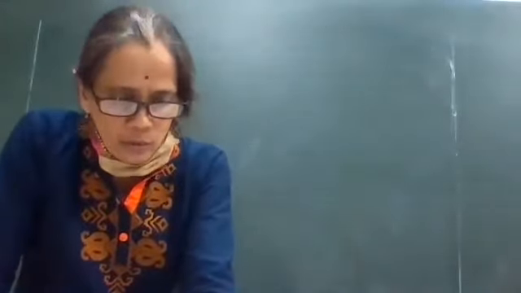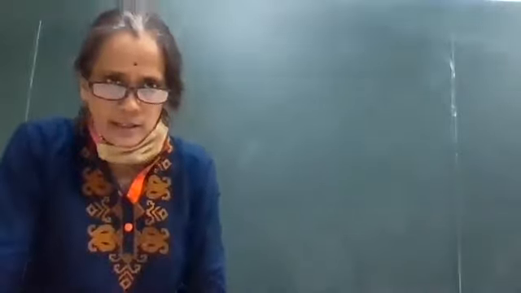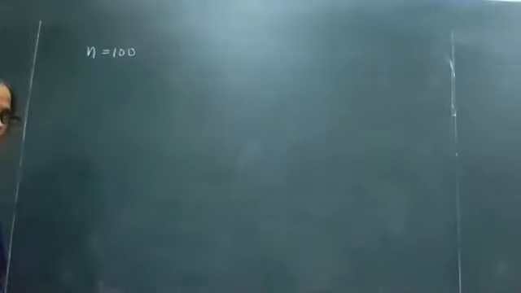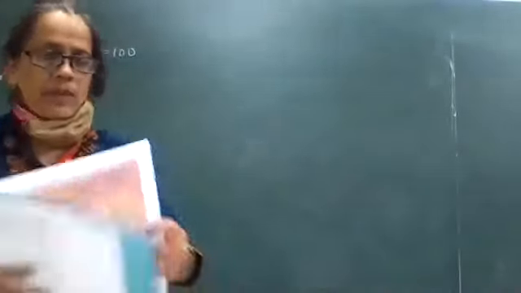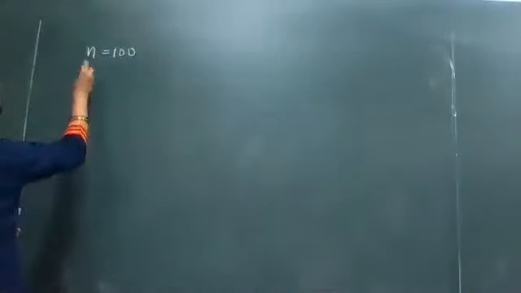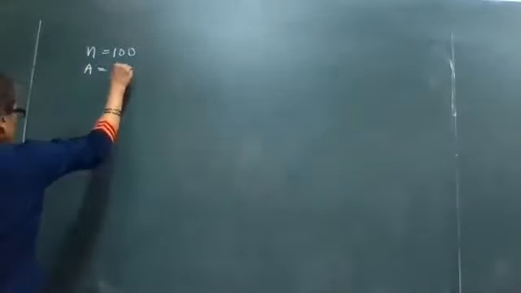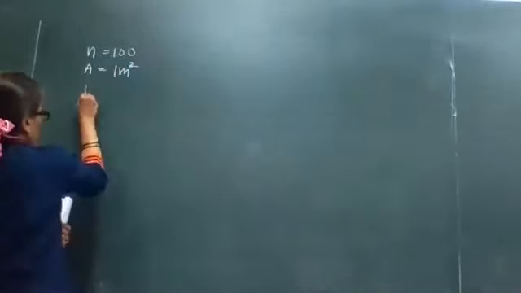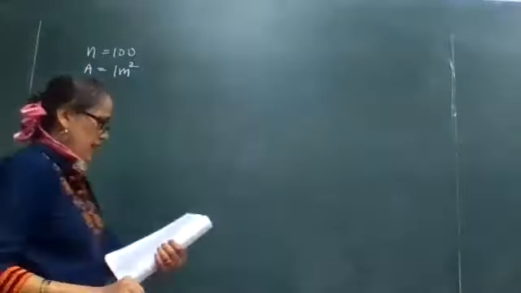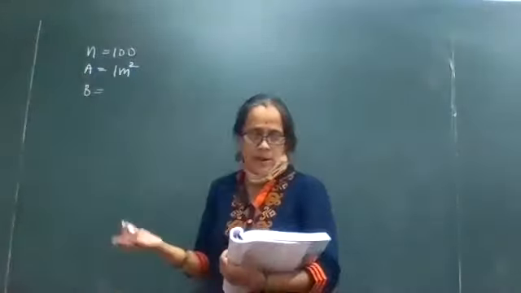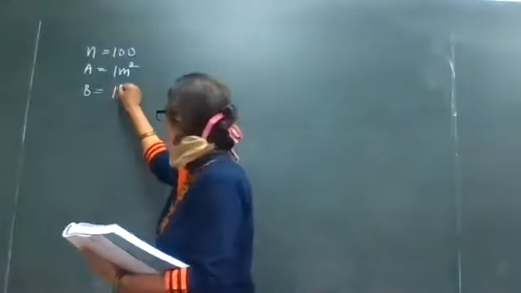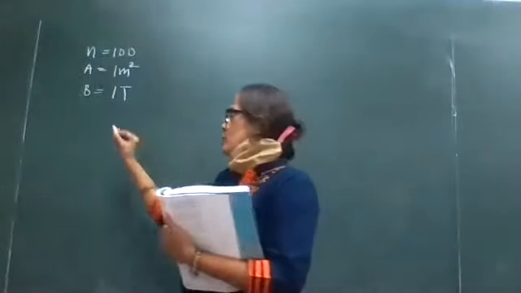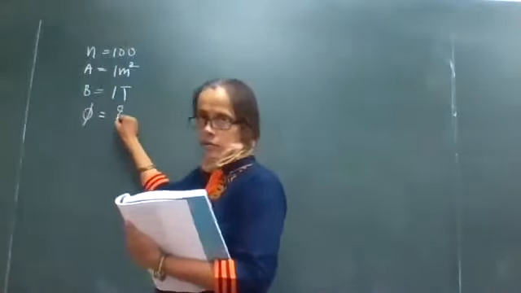Your first MCQ: a circular coil of 100 turns. So the number of turns is given as 100. Then the cross-sectional area is given as 1 meter square. And the magnetic field B, perpendicular to the plane of the coil, has a value of 1 Tesla. You have to find out the flux linkage, that is phi.